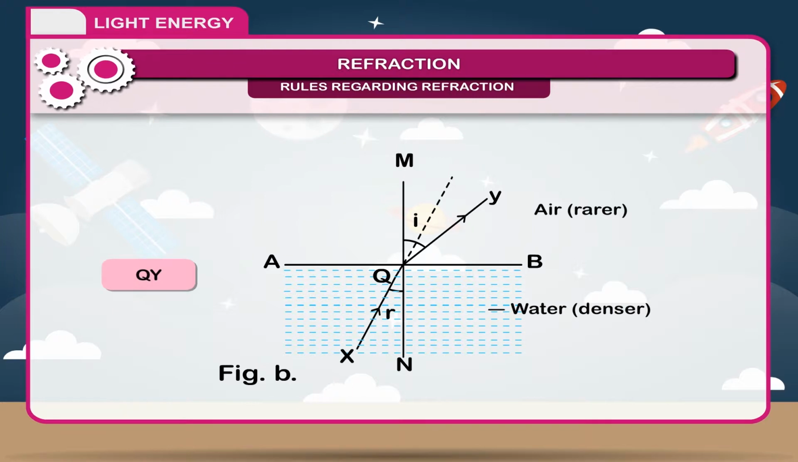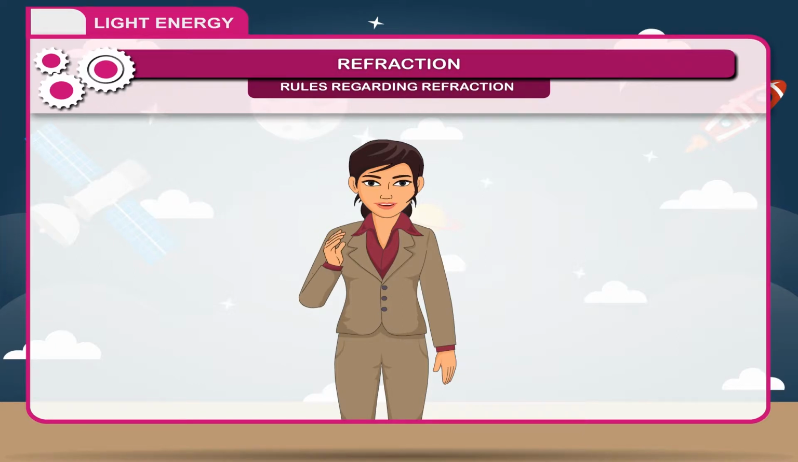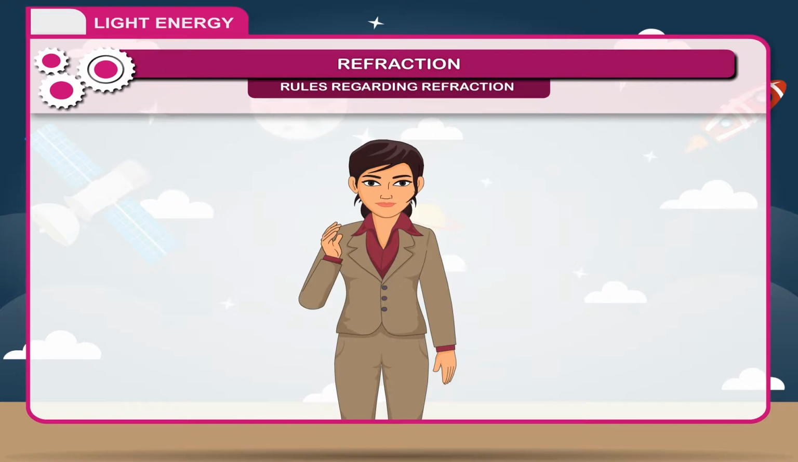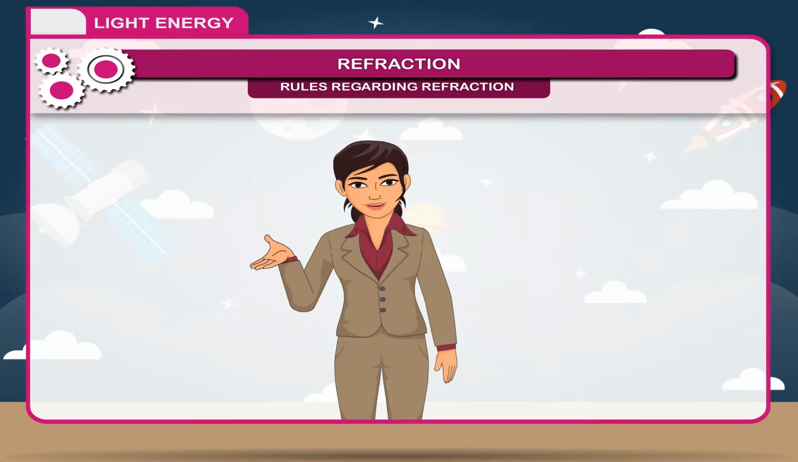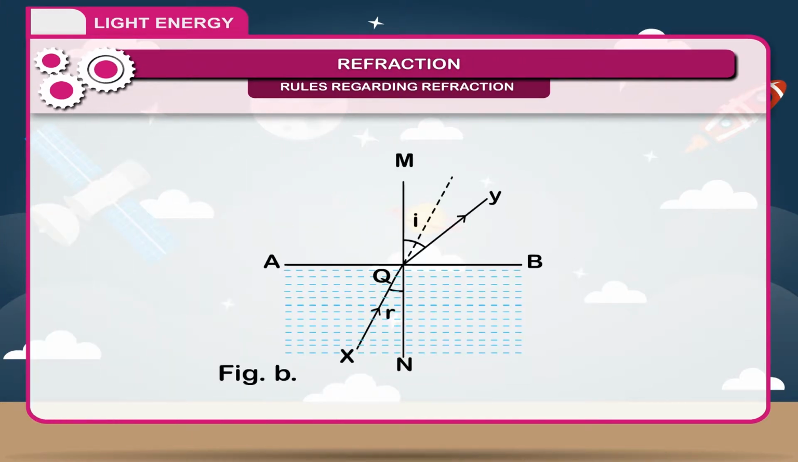The ray QY is the refracted ray which bends away from normal. It shows that angle of refraction YQM is greater than angle of incidence XQN. Hence, whenever a ray of light travels from denser medium to rarer medium, it goes away from the normal in rarer medium.